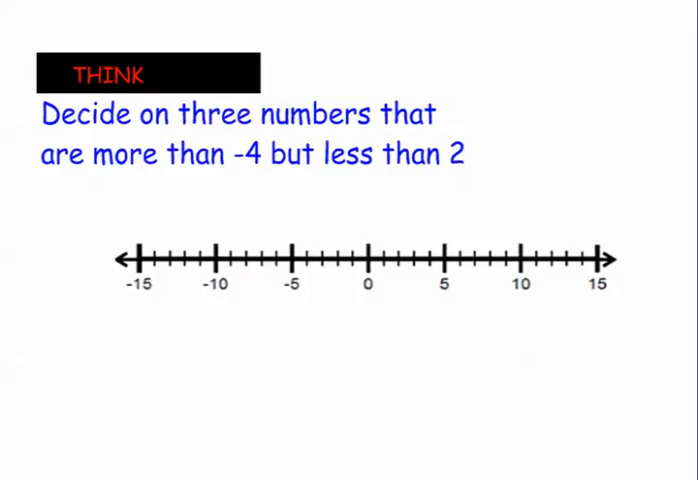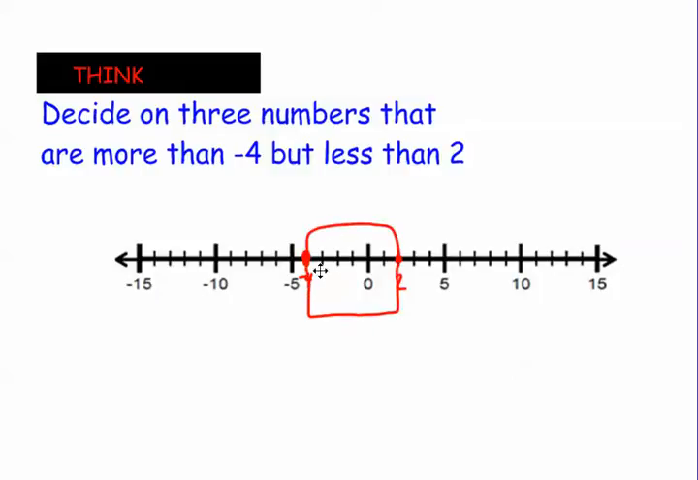All right, so now we're going to do some more graphing. So let's just look at this one. Again, this is not on your notes, but if you look at that, I want you to decide on 3 numbers that are more than -4 but less than 2. How do you think about that? Well, let's plot what we're looking at. So I want a number that's more than -4. So here's -4, but less than 2. And this is 2, right? So I want any number in between here.